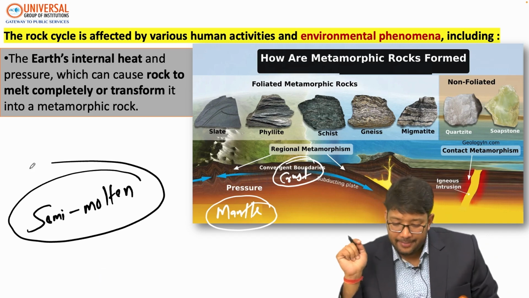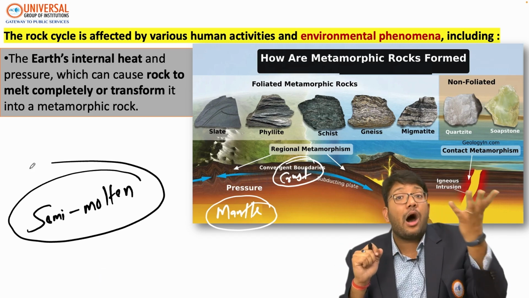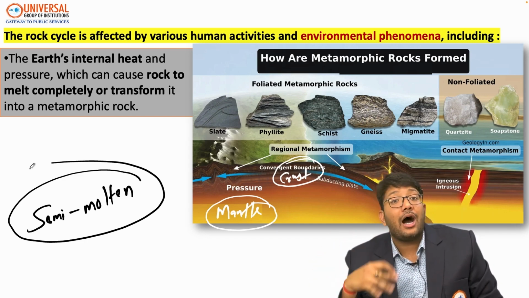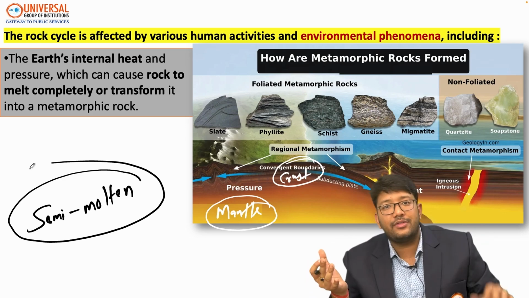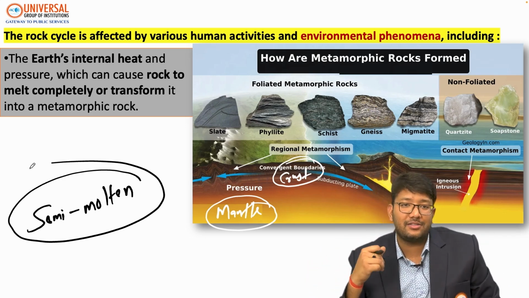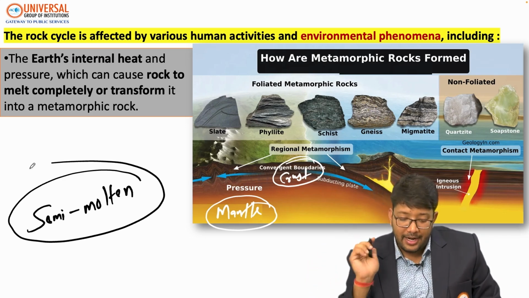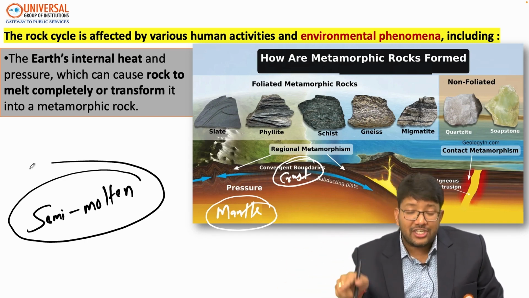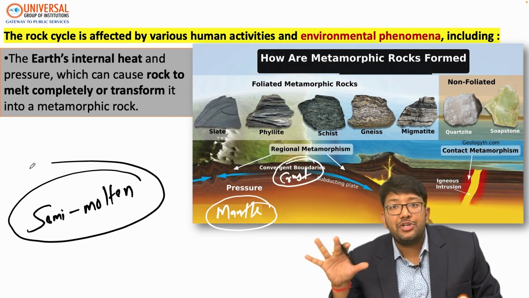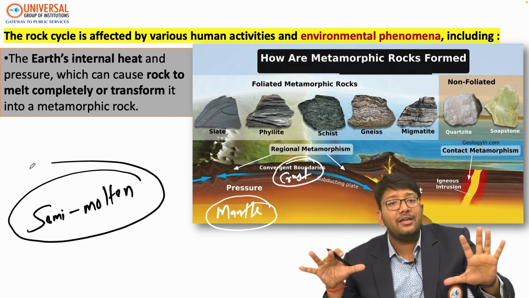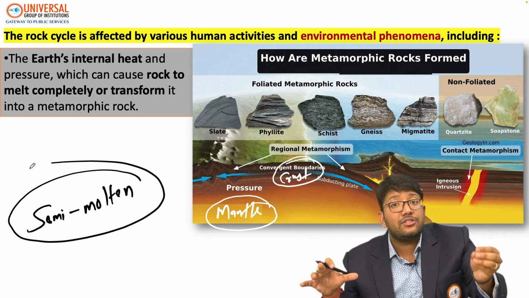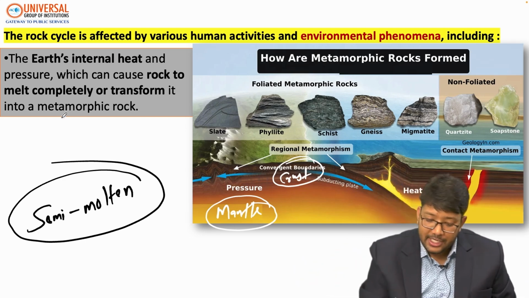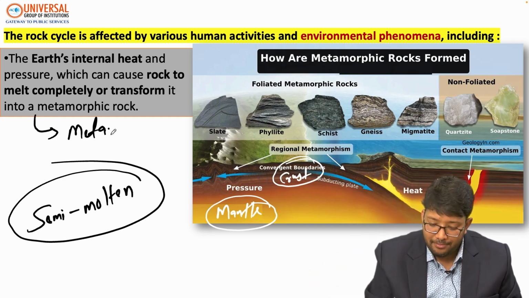Now students, this semi-molten liquid will come out in the form of volcanoes, in the form of lava. I have already talked about how volcanoes are formed and how magma comes out of the earth's surface. You can watch that video also. Because of the earth's internal heat and pressure, rocks can melt completely. Don't you think the composition and properties of the rocks will be totally transformed? That is called metamorphic rock. This process is called metamorphism.